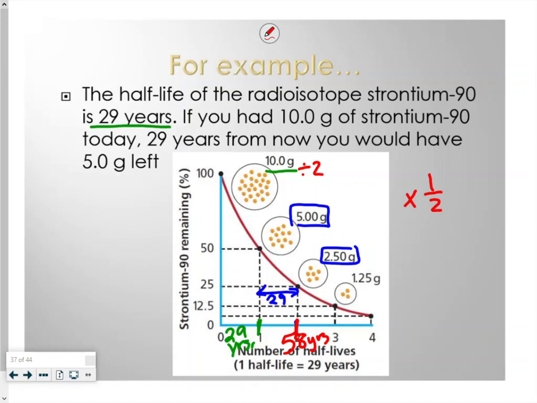So be able to read the decay curve. There are some on the lab, and we're going to graph our own from our data in the lab that we're going to gather today for Yahtzee.